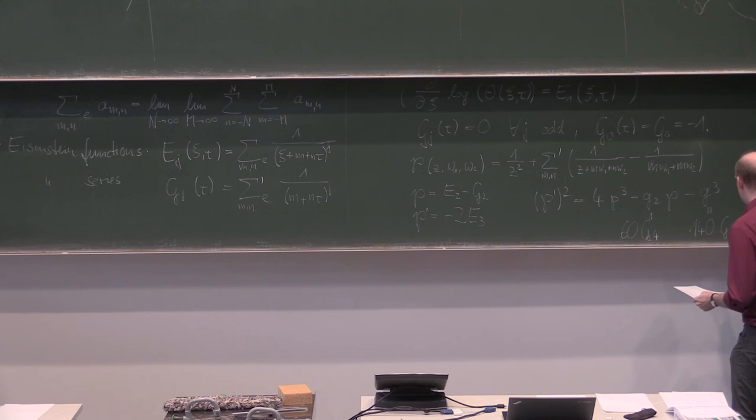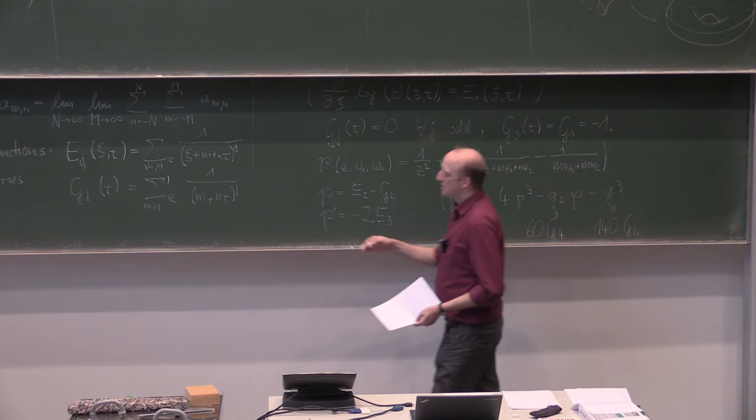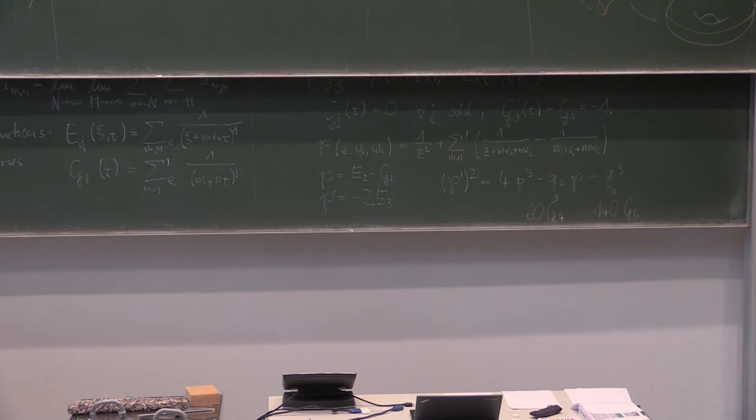So this Weierstrass function is a very weird object. It has amazing properties. In particular, you can show that any doubly periodic, or honest doubly periodic, elliptic function can be expressed solely in terms of it.